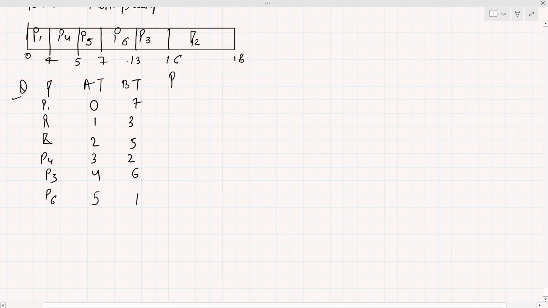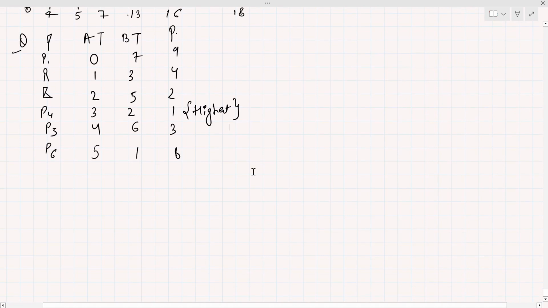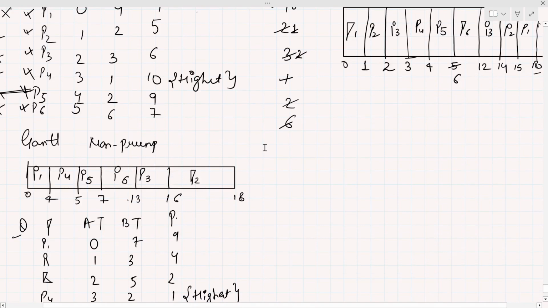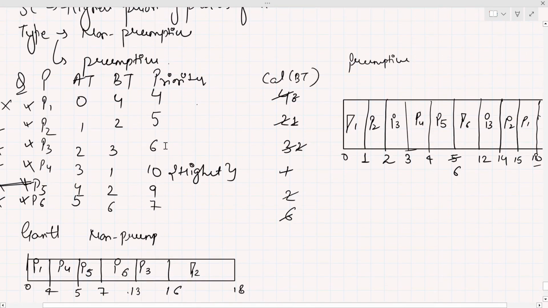Now the main thing is priority. The priorities are 9, 4, 2, 1, 3 and 8. So in this question, the lowest number is the highest priority. Among 1 and 9, 1 is smaller, so 1 has the highest priority. Smaller number, highest priority in this question. And now you have to solve this in both approaches, a preemptive way and a non-preemptive way. Pause the video, solve this and comment down the average turnaround time and average waiting time of this question.